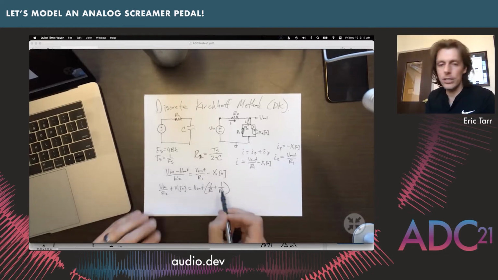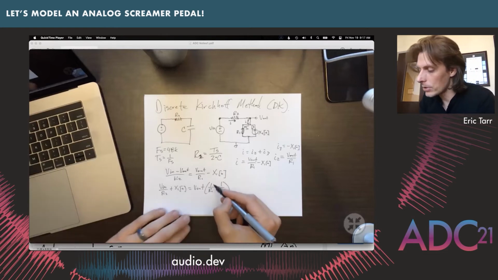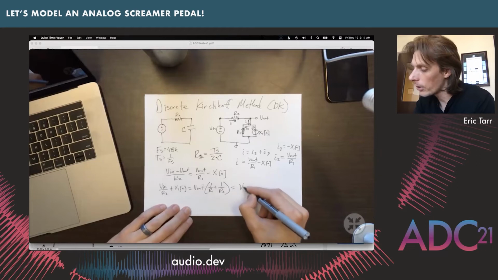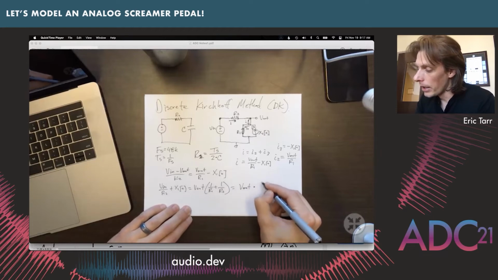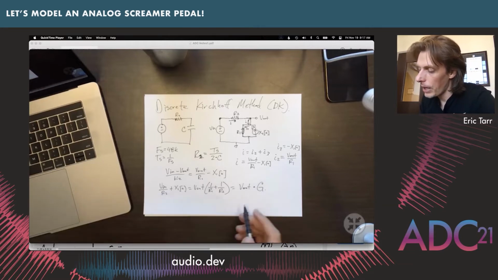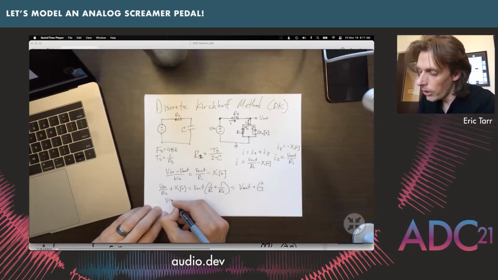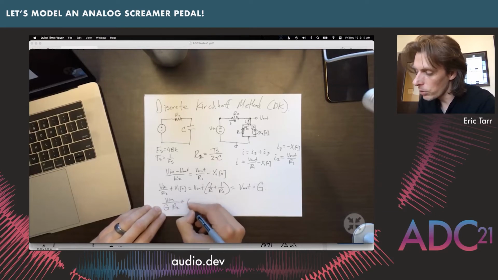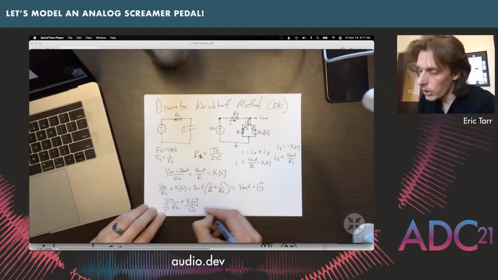Let's call this just some gain. It's 1 over the resistor plus 1 over the resistor. So this is equal to V out times G, like this. So now we can divide G over on the other side, and we have V in over G times R2 plus X1 of N divided by G equals V out.